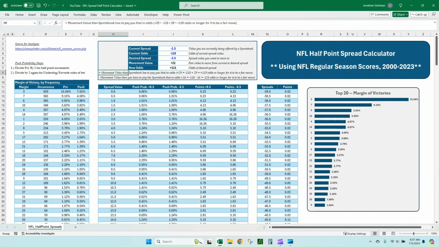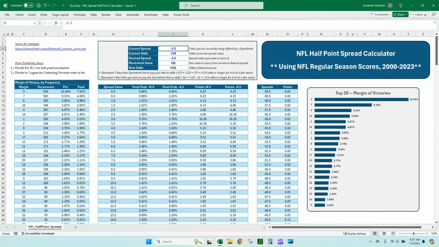So if you see movement value positive, then that means the sportsbook has to pay you because you're taking, I'd say, a lower probability outcome. And if it's minus, that means you've got to pay the sportsbook and take shorter odds because you're taking a higher probability outcome.